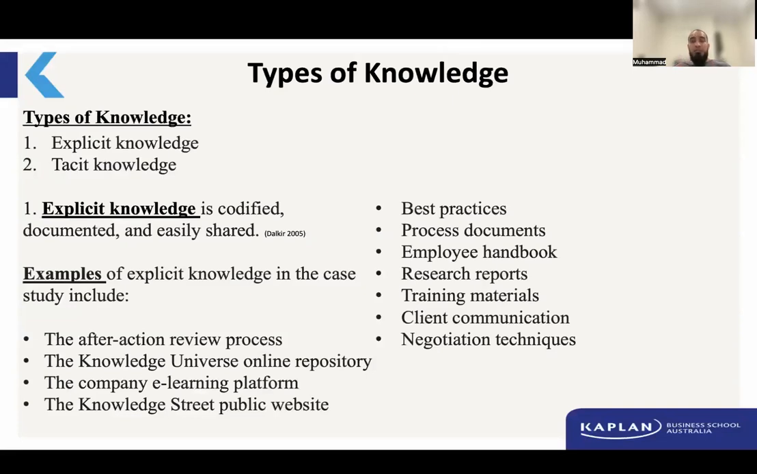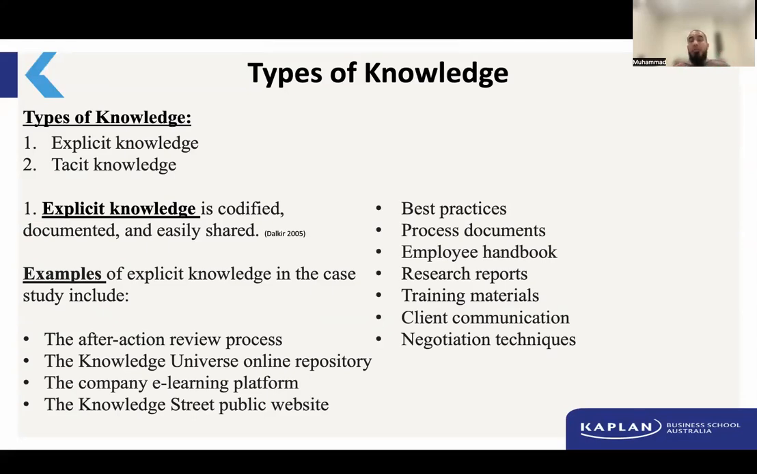Kaplan, an international consulting organization, captures and codifies two types of knowledge. The first one is explicit knowledge, and the second one is tacit knowledge. So, what is explicit knowledge? Explicit knowledge is codified, documented, and shared easily.